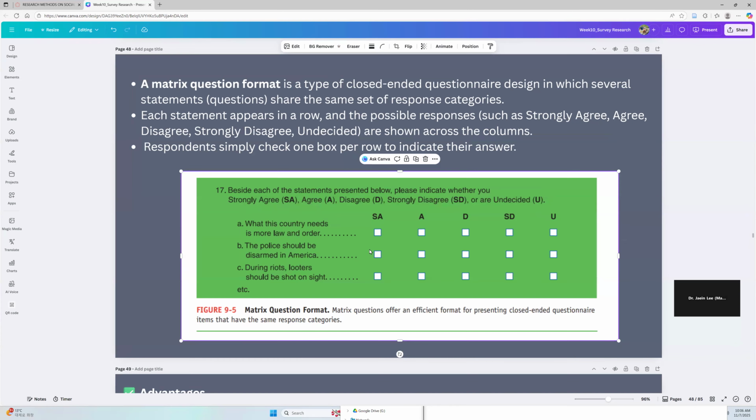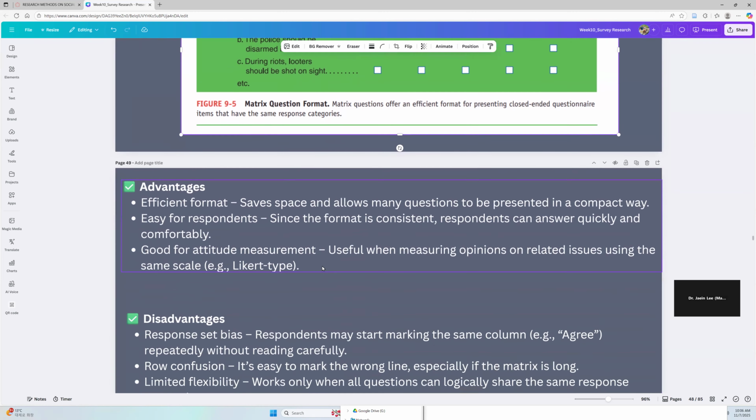Strongly agree, or strongly disagree. The police should be disarmed in America, right? Agree or disagree? During riots, looters should be shot on sight. It means that sometimes when they have protests in the United States, there are some people, they call them looters, who are stealing items from the shops when they are in a chaotic situation. So would you agree that they would be shot on that spot? Maybe you would agree or not, but not sure about that.